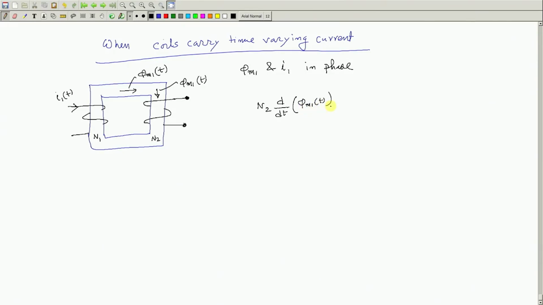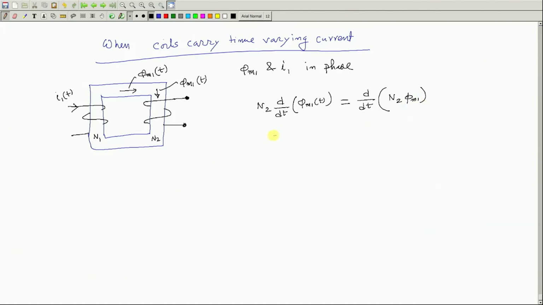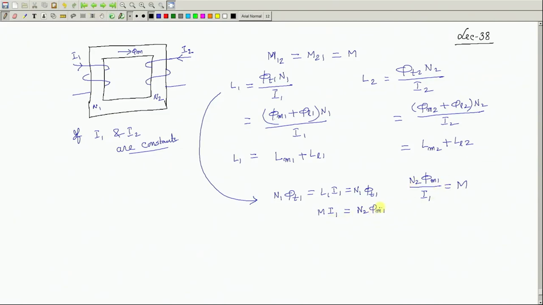Okay. So, phi m1 t, and this can be written as d dt of... I will come to the polarity. What will be the instantaneous polarity of the voltage? But before that, what I do is push this N2, which is constant, inside. So, it is N2 into phi m1, is it not? This will be the thing. But N2 into phi m1 is nothing but M into I1.